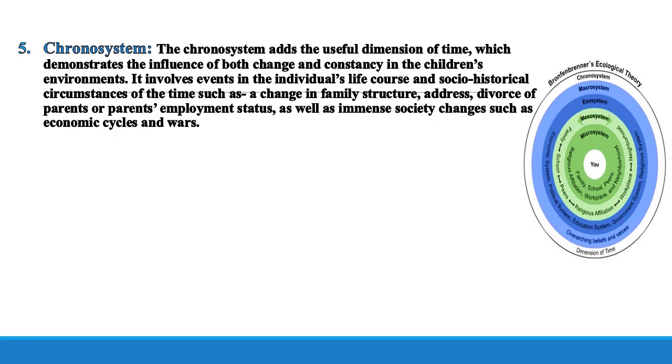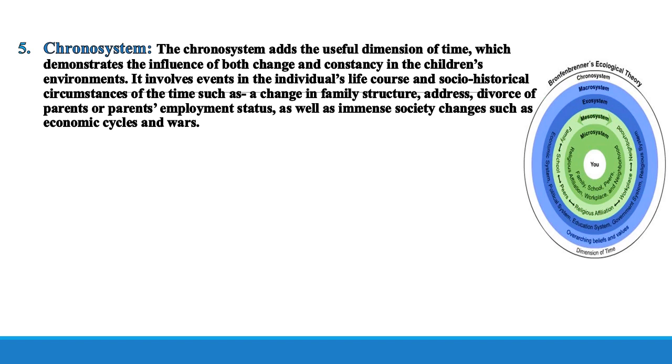Next, and the last level is the chronosystem. Now, the chronosystem adds the useful dimension of time, which demonstrates the influence of both change and constancy in the children's environments. And it involves events in the individual's life course and socio-historical circumstances of the time, such as a change in family structure, address, divorce of parents or parents' employment status, as well as immense society changes such as economic cycles and wars. Now, this is the dimension of time. Yes, with time, our development also changes. And this is the largest of all, the chronosystem, the broadest level we can say.